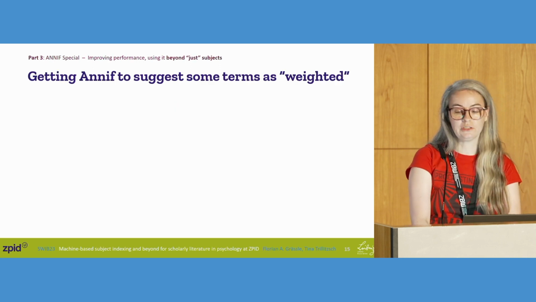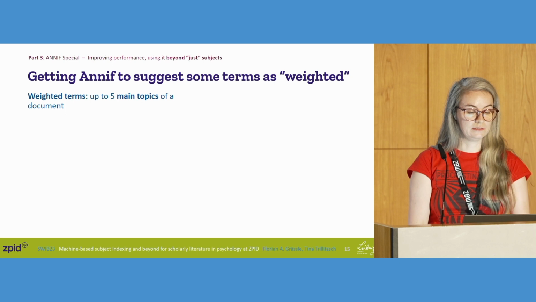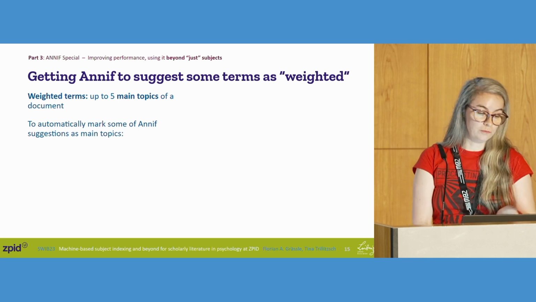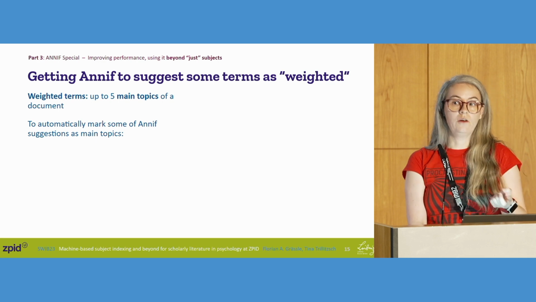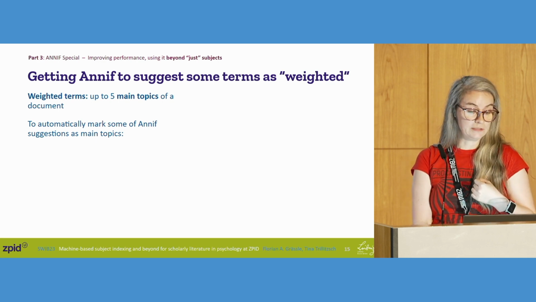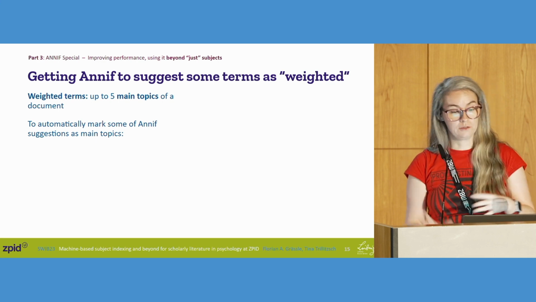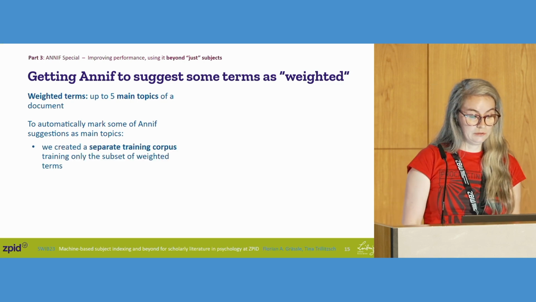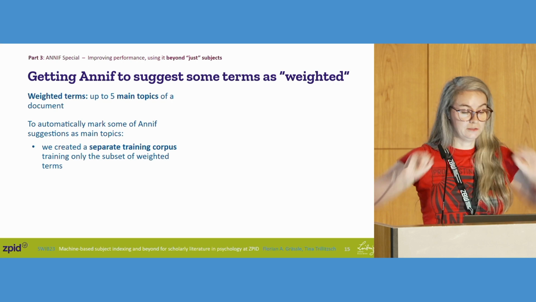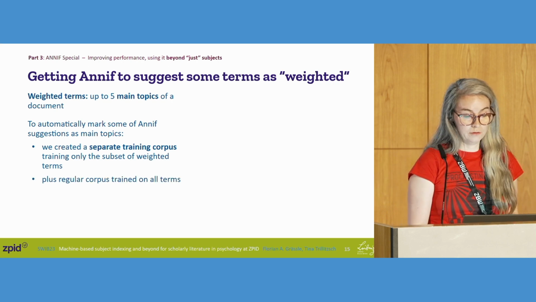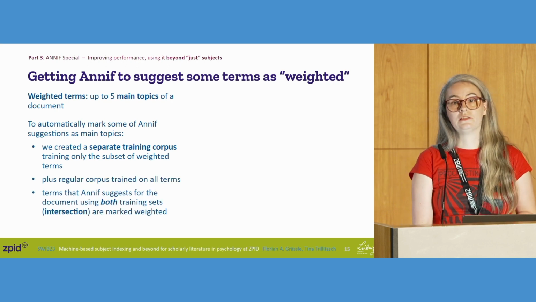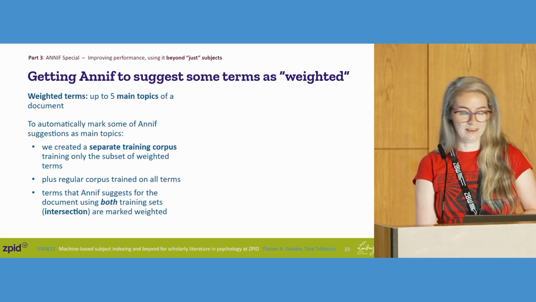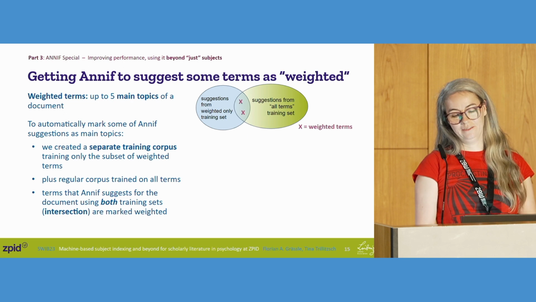Getting Annif to suggest terms as weighted or main topic is that we train Annif on two corpuses, one that is trained just on the topics that are main topics, and the other trained on all topics that the human indexers used. And then we made an intersection and mark all of the terms that are suggested by Annif for the same document twice as weighted. So kind of like this.